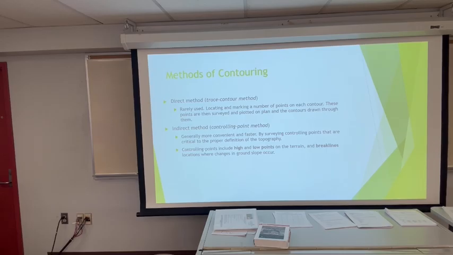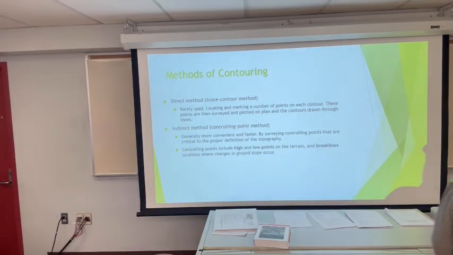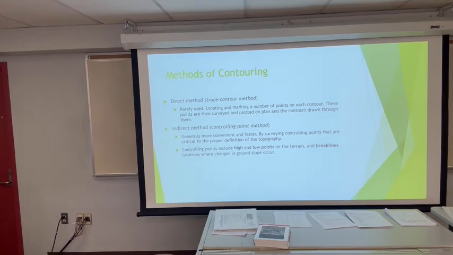But what you're doing is actually locating the elevation of whatever contour you're searching for, you'd mark that point, survey that point in, and then connect the dots, and that's where your contour lines are. I would say it's very time consuming and very tedious, therefore not used. The indirect method or controlling point method is what's more commonly used, what we do today as surveyors. It's considered to be way more convenient and faster by surveying control points.